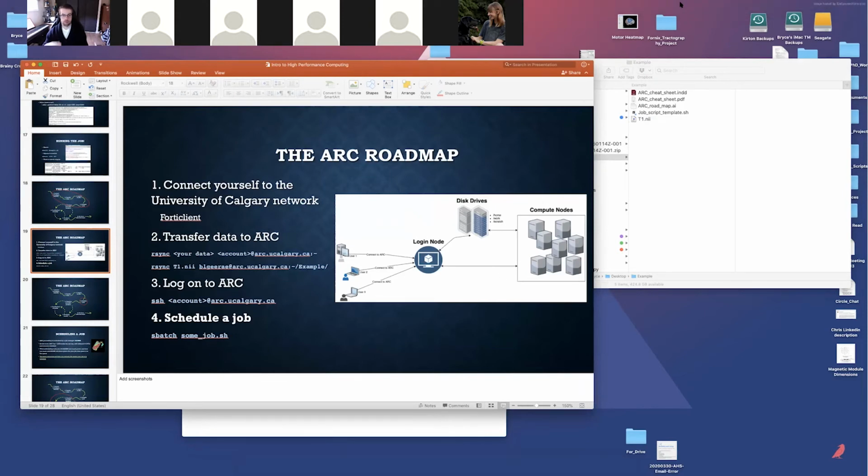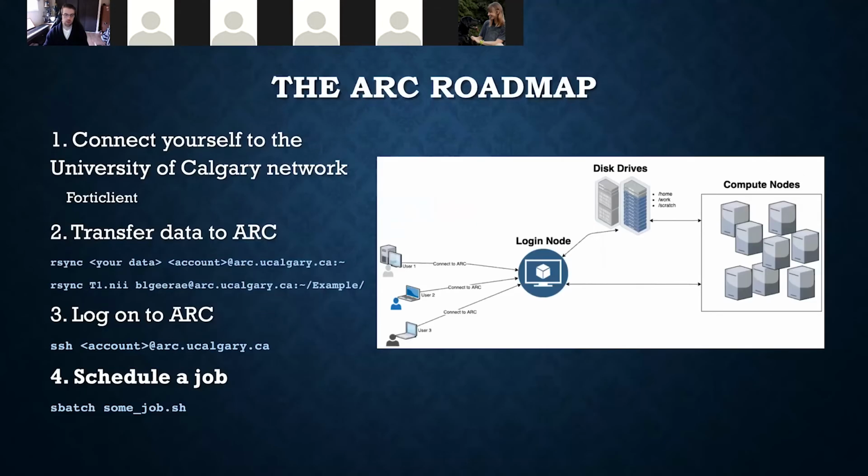Then, after you've transferred your data to Arc, you can log on to the system and begin to submit your jobs. That is with the SSH command, and then you type in your account name at arc.ucalgary.ca. It'll ask you for your password for your IT account at the University of Calgary, and once you put that in, you'll be connected to Arc. You'll see that splash screen, and you'll be good to go.